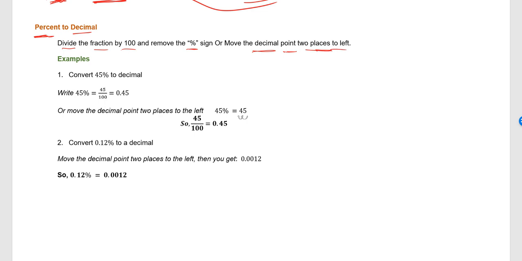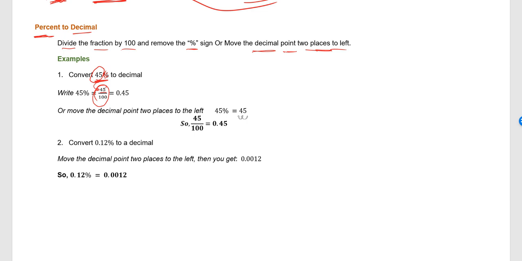Okay, so let's look at some of the examples. You take the percent, the number that's written in percentage, and then take the actual number, remove the percent sign. When you take the number, you write it out of 100. So in this case, the number is 45. So we wrote 45 divided by 100. And then just convert this fraction to a decimal, just as you normally would.